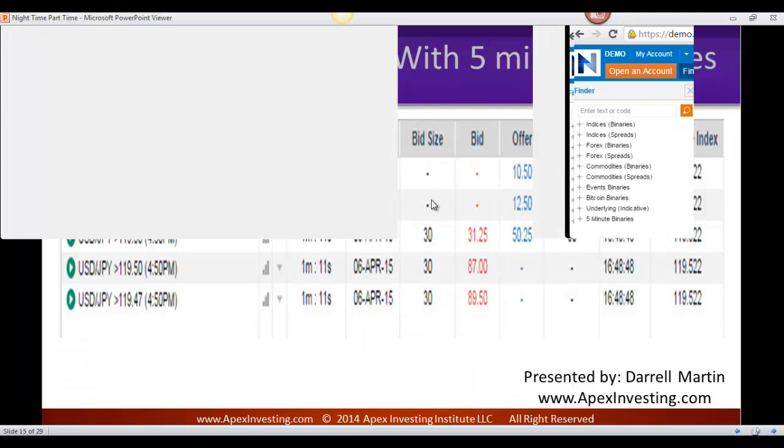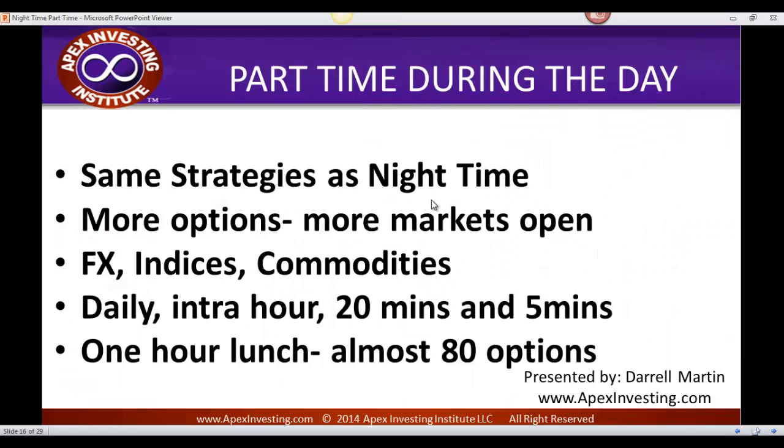So that was nighttime, kind of focusing on the 5-minute binary, showing you how you can sit down and in very short time have a lot of opportunities there, all right? Daytime is pretty much the same. Same strategy as the nighttime. You have the 5-minute binaries available to you during the day, but you also have a lot of other options during the day because you have more markets open, okay?